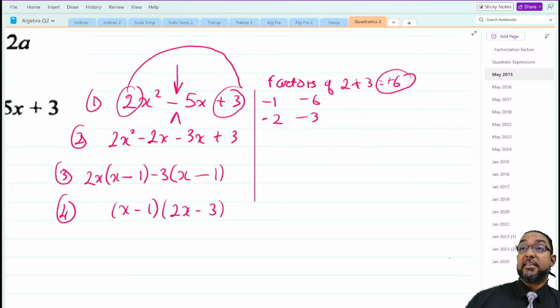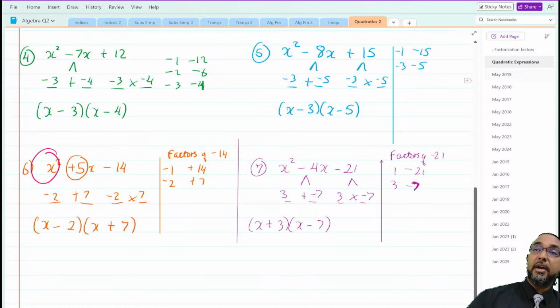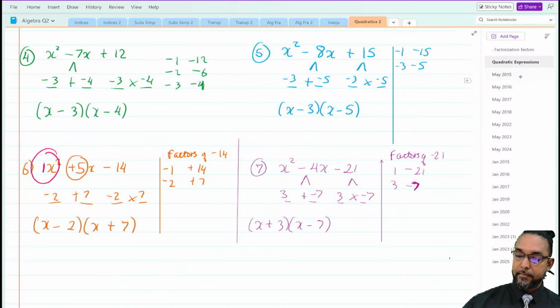Technically, we were always doing it. It's just that in the previous ones, where no number is explicit in front of here, what number is understood? 1. And 1 by anything will give us back the same number, right?